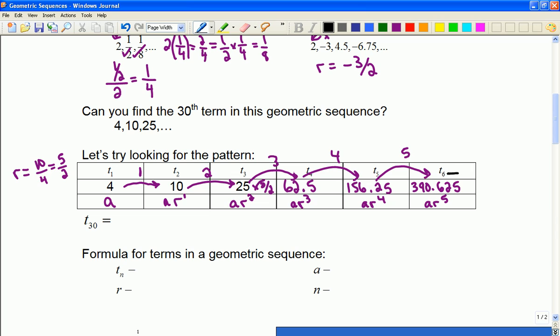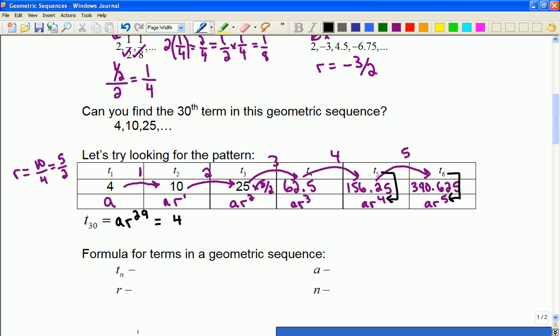You'll notice that the term number is 6 and the exponent is 5. Term number is 5 and the exponent is 4. So in each of these cases, the exponent is 1 less than the term number. So if I did this pattern all the way up to 30, it would be the first term, and then apply the common ratio 29 times to get there. And that's because there's 29 steps on the way to 30 if you're already starting at 1.